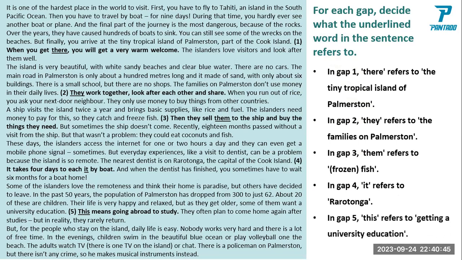And gap five, this refers to getting a university education. Some teenagers, men and women, boys and girls, don't like to go back to Palmerston because they means going abroad to study. So with university education, they will go and they will rarely come back because they already find a job.